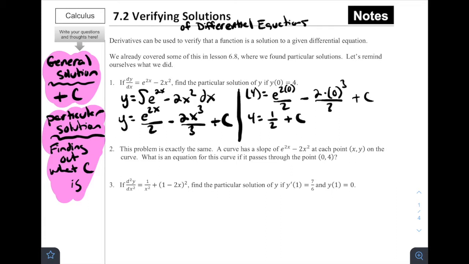That means if I want to get that c by itself, we need to subtract 1/2 on both sides. So 4 minus 1/2 is going to tell me here that 3.5 is equal to my c value.